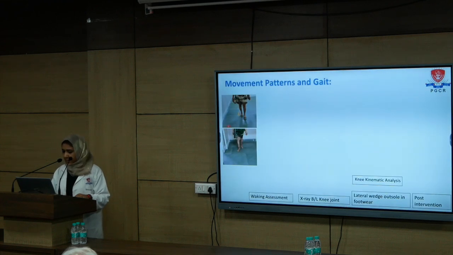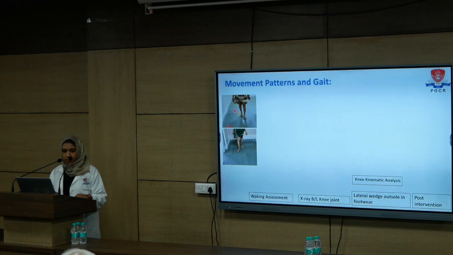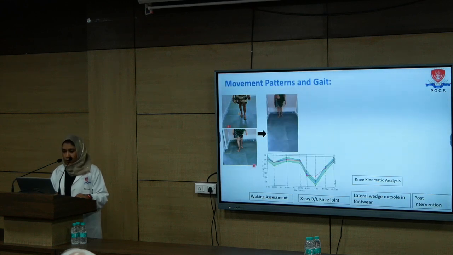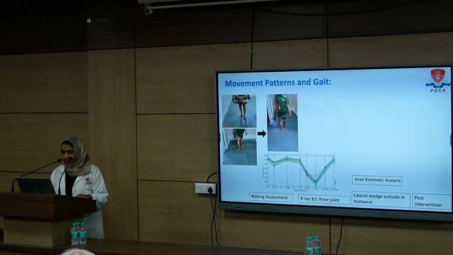So this is an example of biomechanical correction of bilateral osteoarthritis knee, grade 2. We can see in the first two images that there is a varus deformity of the knee. After that, we did the walking assessment of the patient. As we can see, the patient is walking, she's limping, that is the antalgic gait.